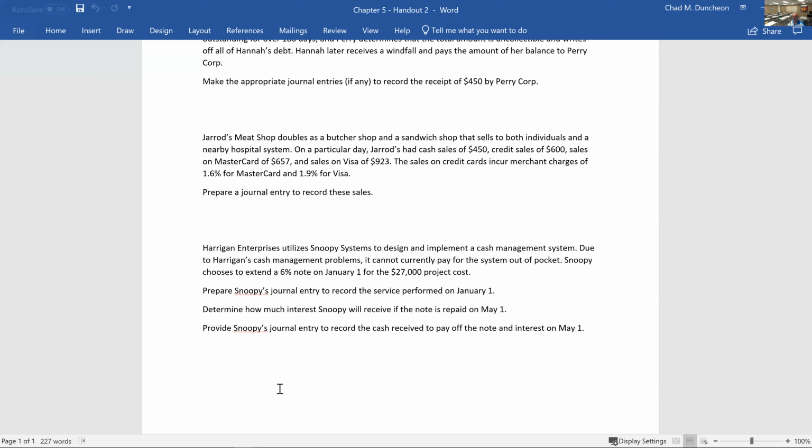Okay, so we had some cash sales and credit sales. Remember that the MasterCard and the Visa, they are going to count as cash sales, but we're not going to receive all the cash because of those service fees.